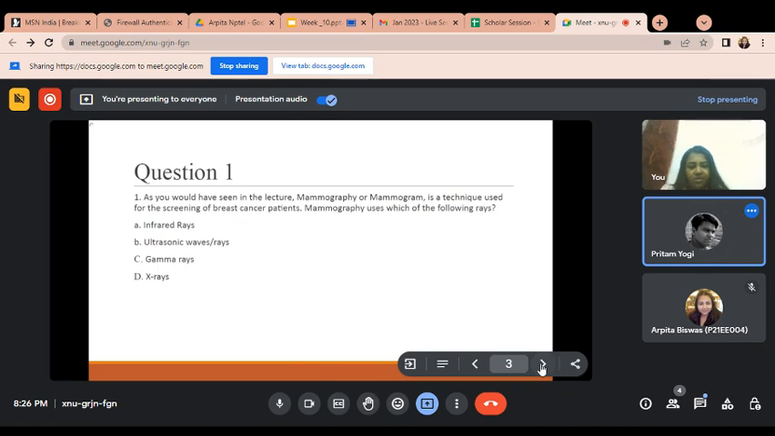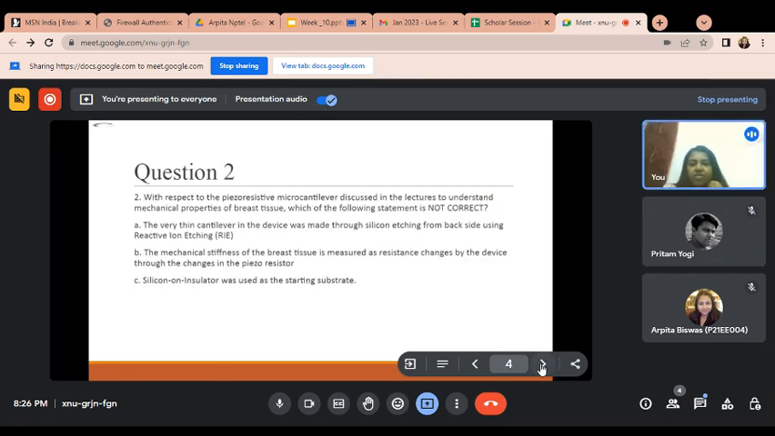X-rays. Yes. This is the second question. With respect to the piezoresistive microcantilever discussed in the lecture, to understand the mechanical property of breast tissue, which of the following statements is not correct? The first option is the very thin cantilever in the device was made through silicon etching from the backside using reactive ion etching. The second option is the mechanical stiffness of the breast tissue is measured as resistance changes by the device through the changes in the piezoresistor. And the third option is silicon on insulator was used as the starting substrate. So go through the question carefully and try to give the answer.